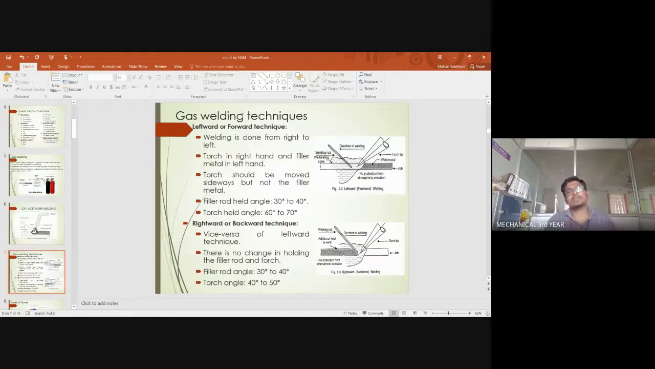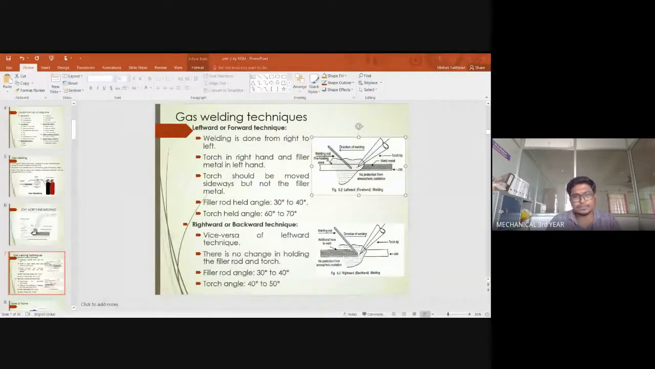We have two different techniques in the gas welding process: the leftward or forward technique, and the rightward or backward technique. This determines the movement of the welding rod and also your torch. On the right hand side, I have shown this with the help of a diagram. Let me make it full screen so you can see the points available over here. In the leftward or forward technique, welding is done from right to left.